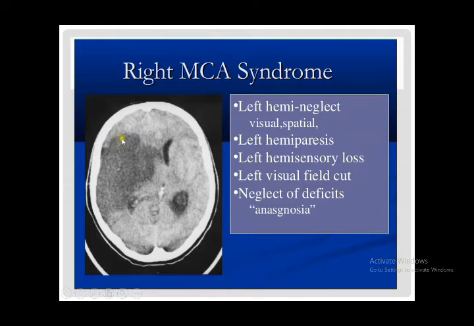If there is a right MCA infarction, as you can see this hypodense shadow in the right middle cerebral artery area, what will you see? The important thing to remember is left hemineglect. The patient will neglect the left side of the body and space. So these things are obvious: left hemiparesis, left hemisensory loss, left visual field cut, and the patient usually has neglect of the deficit that the patient has on the left side, that is called anosognosia.